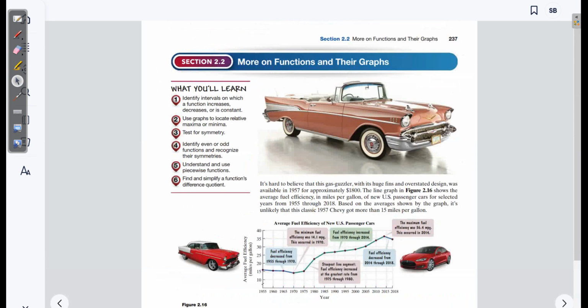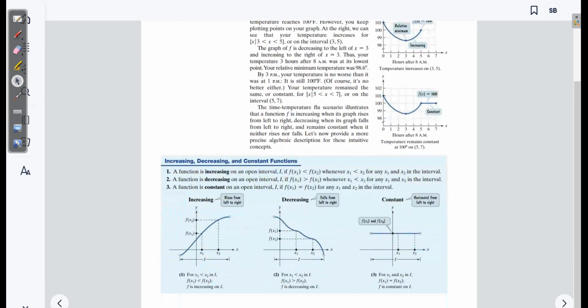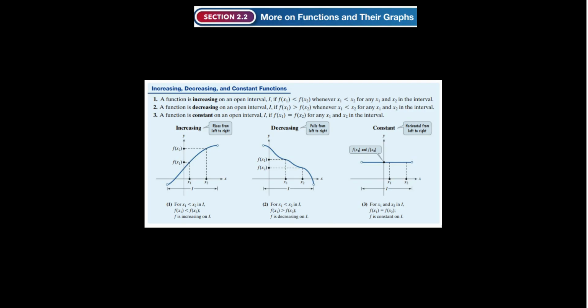The first thing we're going to talk about is increasing, decreasing, and constant functions. So an increasing function, well, let's just snip this real fast and then talk about it. As you know, we read these graphs from left to right. So reading from left to right, if we are going up, then we are increasing. If we are going down, then we are decreasing. Again, reading from left to right. And of course, if we are flat, we are constant.